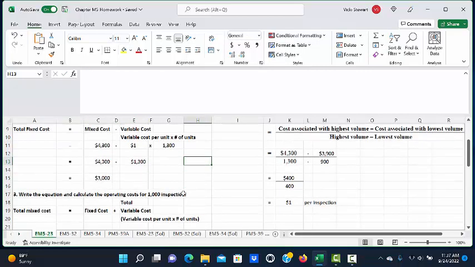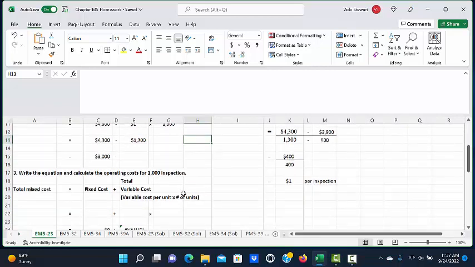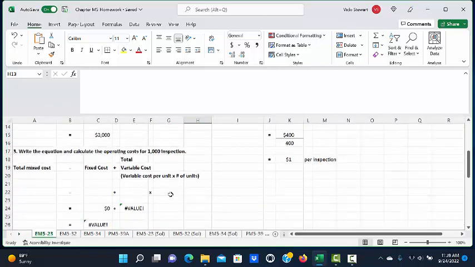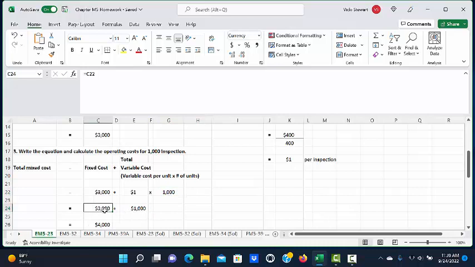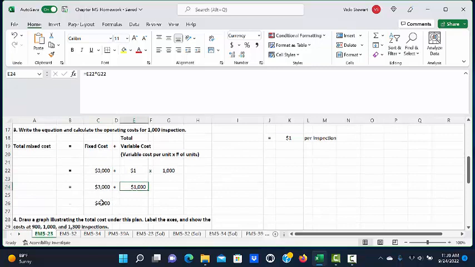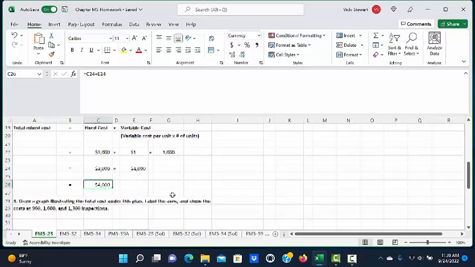Then in Part 3, it asks us to write the equation and calculate the operating cost for 1,000 inspections. So we now know that our fixed costs are $3,000. We also know that our variable cost is $1 per inspection, and we want to calculate the total mixed cost for 1,000 inspections. So we will put that into our equation, and now we see we have our fixed cost of $3,000, our variable cost of $1,000, which gives us total mixed cost for 1,000 inspections of $4,000.